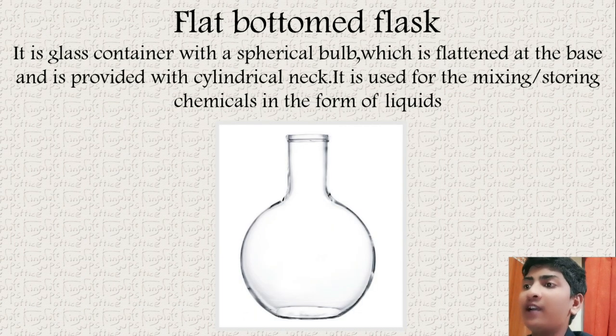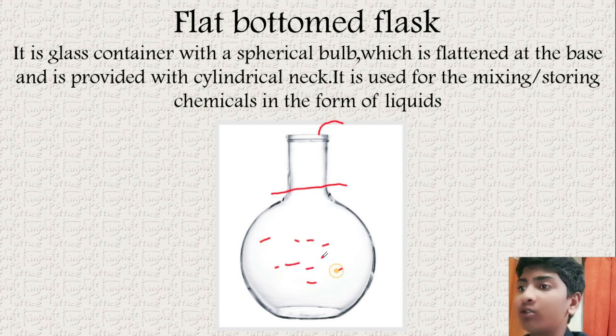This is the flat bottomed flask. It is a glass container with a spherical bulb which is flattened at the base and is provided with a cylindrical neck. It's used for mixing and storing chemicals in the form of liquid. If we see only until this part, it's somewhat earth shaped, and here it's like a narrow cylinder. These two, if we mix, we'll get this flat bottomed flask. It's used mainly for mixing chemicals or storing chemicals in the form of only liquids. We can't store gases or solids.